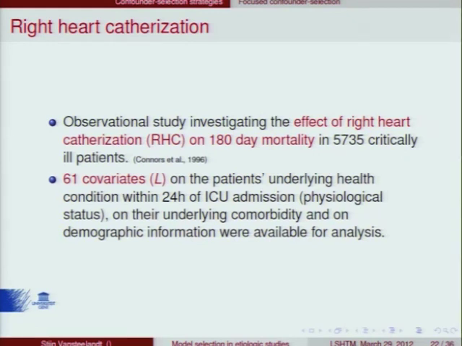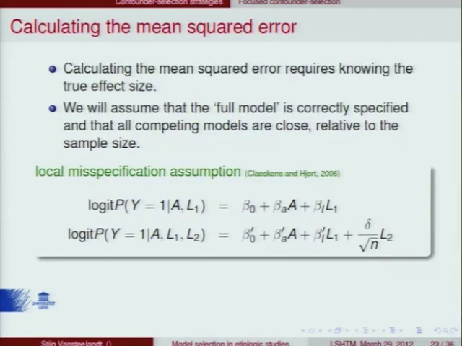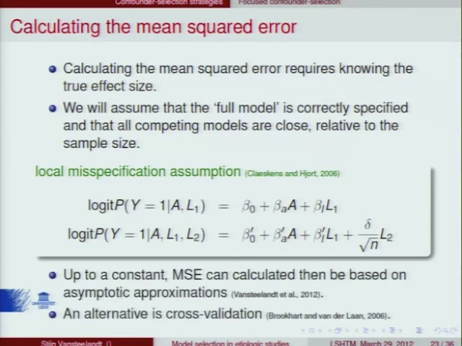We're going to use the mean squared error as a focus. We'll try to minimize mean squared error. Of course, calculating mean squared error is not particularly easy because the mean squared error involves a true effect size, which obviously we don't know. So what we did is we used the asymptotic theory in Vansteelandt and Hjort to get approximations for how the mean squared error ought to be, at least up to a constant. I'm not going through this in view of time, but at least up to a constant, we can calculate what the mean squared error would be asymptotically. Brookhart and van der Laan use basically a similar idea, but using cross-validation, which we try to avoid because it's computationally intensive.